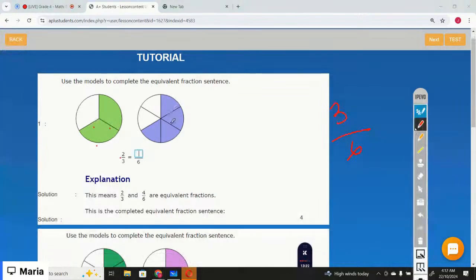The second one is 1, 2, 3, 4, 5, 6. It has a total of 6 portions and the colored are 1, 2, 3, 4. That is 4 over 6. So you can see 2 by 3 and 4 by 6, right? They are exactly the same. So they are the equivalent fractions. 2 by 3 and 4 by 6 are equivalent.